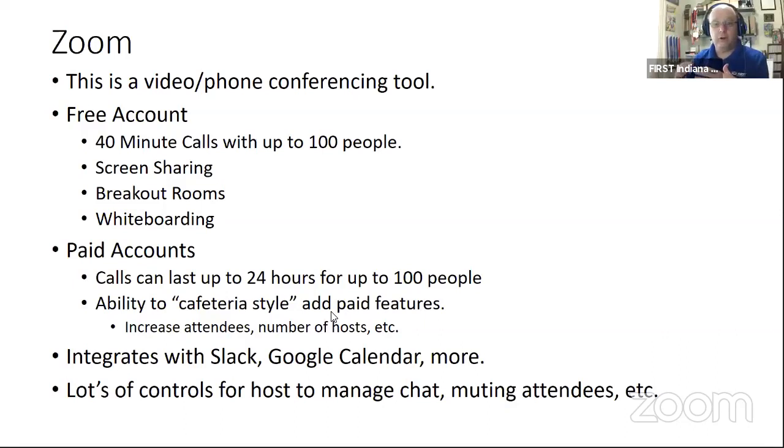Then with Zoom, there is the ability to add cafeteria style additional paid features, whether it's additional hosts. Additional hosts allow you to have calls at the same time with different groups. So each host would be able to have their own calls. You could also increase the number of attendees from 100 to 500, et cetera. So once you get into the basic level account, there is sort of a cafeteria style option where you can add. They typically do monthly subscriptions, and then you can either pay monthly or pay annually. So there's some options there.